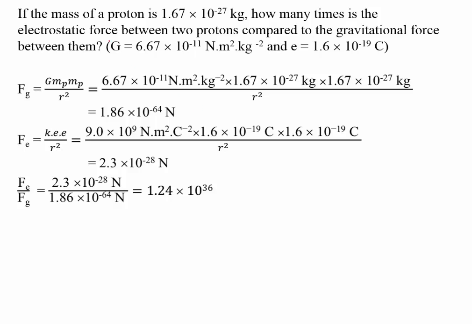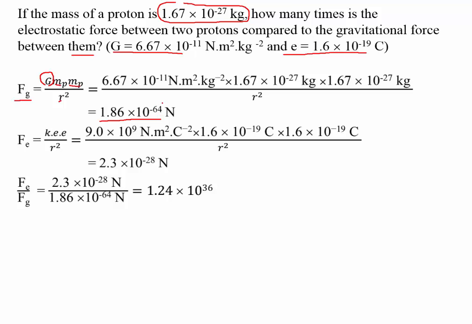Second question. If the mass of a proton is 1.67 times 10 to the negative 27 kilogram, how many times is the electrostatic force between the two protons compared to the gravitational force between them? The value of the gravitational constant and the value of the electron charge is given, and also we know the mass of the proton. So we can use these first to find the gravitational force between the two protons. Gravitational force equal to gravitational constant times mass of proton multiplied by mass of proton divided by R squared. And using those numbers and simplifying, we get 1.86 times 10 to the negative 64 Newton.